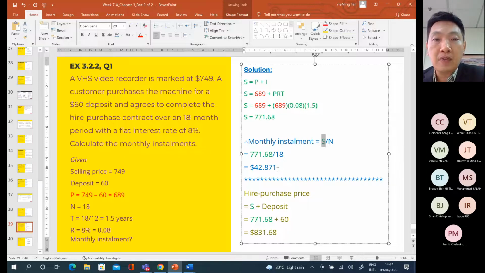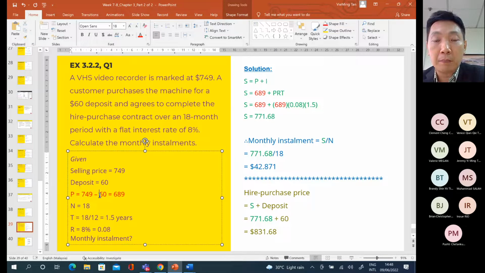Okay, before we can get the S value, it's good that we calculate the principal value first, because the S calculation is based on principal also. So for the question involving installment purchase, the technique is once we know the selling price and deposit, immediately we must get the P value first without being asked by the question. We need to get the P value because this P value is charged for interest later on. So the principal is 749 minus 60, I'll get 689. We need to get the P value ready first. Okay, so once we get the P value, then we can calculate the S value.